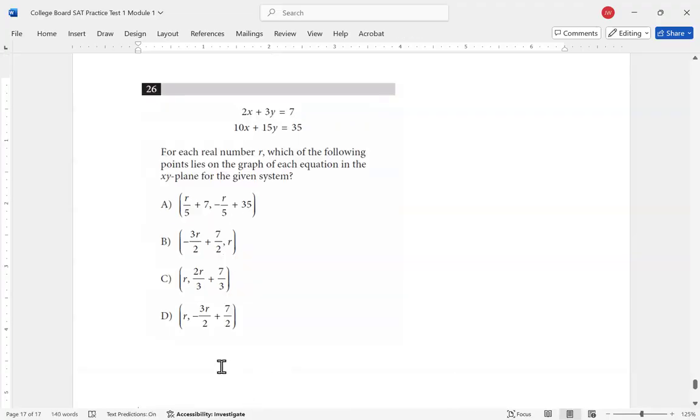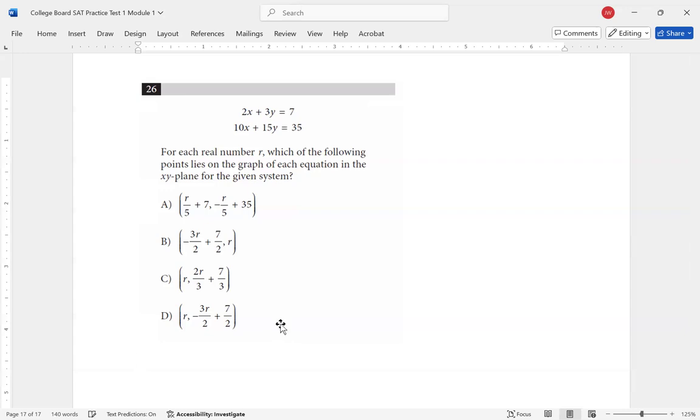So I can just check my solutions on one of these lines. I'll plug in each of these options into this first line, the 2x plus 3y equals 7, and see what happens. By the way, this isn't the only way you could do this, but this is one way. The other way is, you could plug in the y value of r and then solve for x, or plug in the x value of r and solve for y. But that's a little bit more cumbersome.